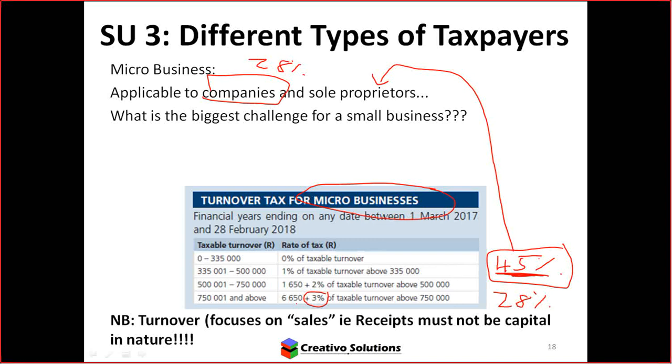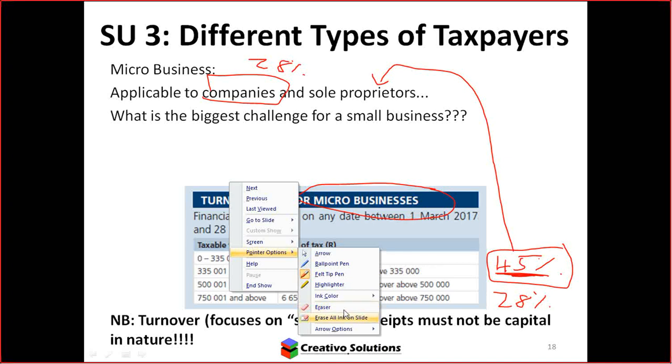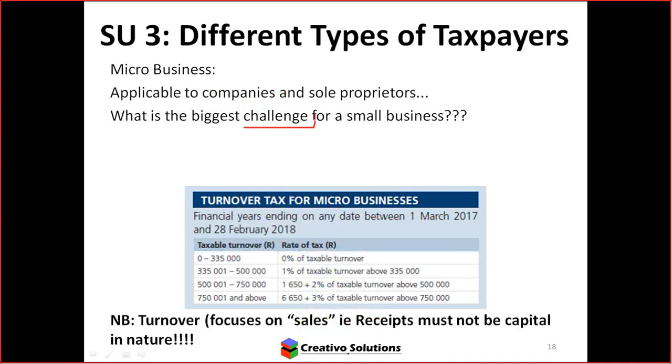Okay. What is the biggest challenge for a small business? I'd imagine the biggest challenge would probably be getting business. And what would you say the next challenge is? Probably paying tax. But then you have to do that, you can't get around that. Not paying it on an interim. Kind of. You're thinking too outside the box.